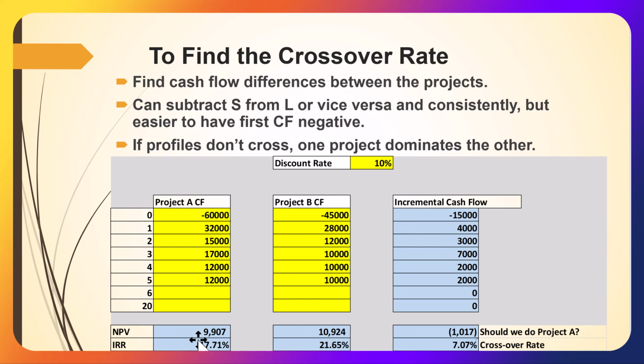Down below, we've calculated our net present values, our internal rates of return. If you calculate the net present value of the incremental cash flow, in this case it's negative $1,017. The question is, should we do project A? If it's negative, it obviously means you should not. And indeed, it's kind of obvious. 10,000 is greater than 9,000, but they're pretty close. The crossover rate for this particular project is 7.07%.